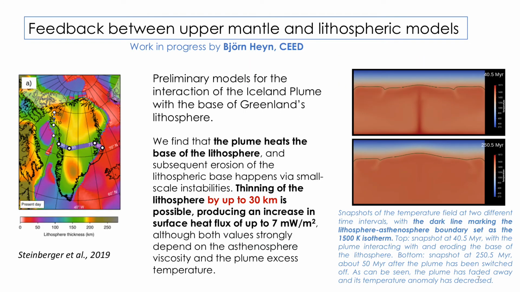which may have been carved by a mantle plume, the Iceland mantle plume, while Greenland was moving westward in the last 60 million years. Preliminary numerical models show that such a mantle plume can thin the lithosphere up to 30 kilometers and increase the heat flux.